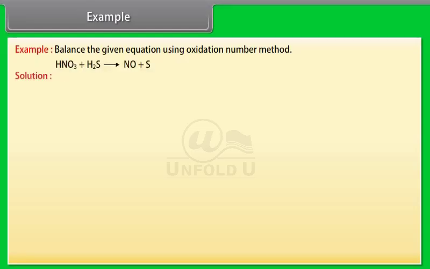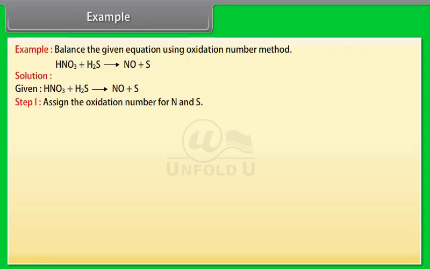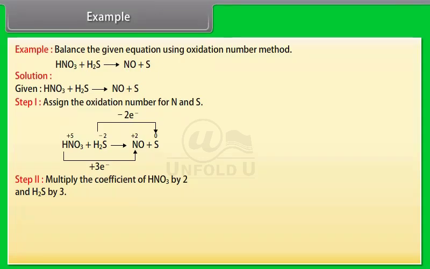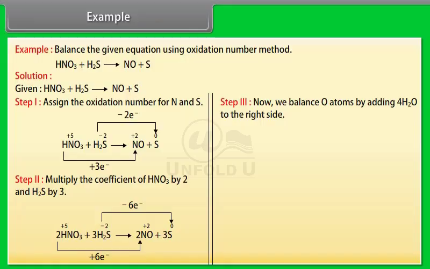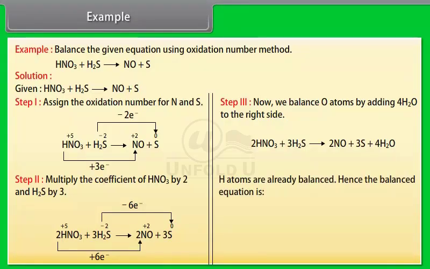Let's see the solution. Here, the given equation is HNO3 plus H2S gives rise to NO plus S. Step 1. Firstly, we assign the oxidation numbers of N and S. Step 2. Now multiply the coefficient of HNO3 by 2 and H2S by 3. Step 3. Now we balance O atoms by adding 4H2O to the right side. H atoms are already balanced, hence the balanced equation is 2HNO3 plus 3H2S gives rise to 2NO plus 3S plus 4H2O. Redox reaction and electrode process.